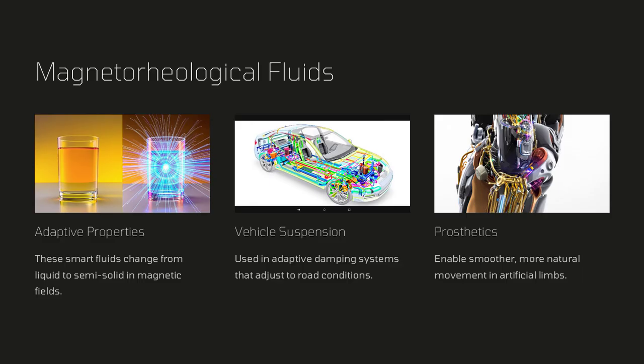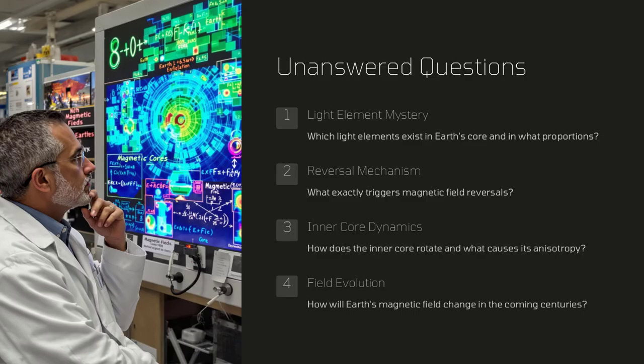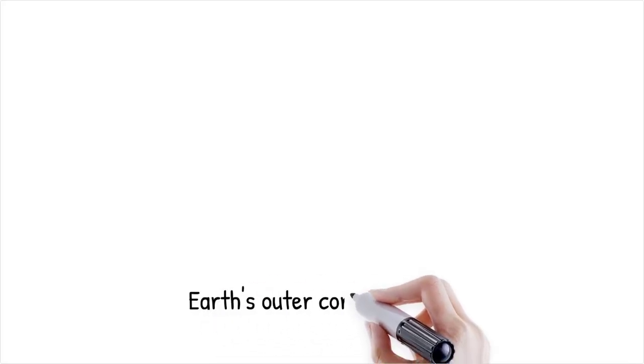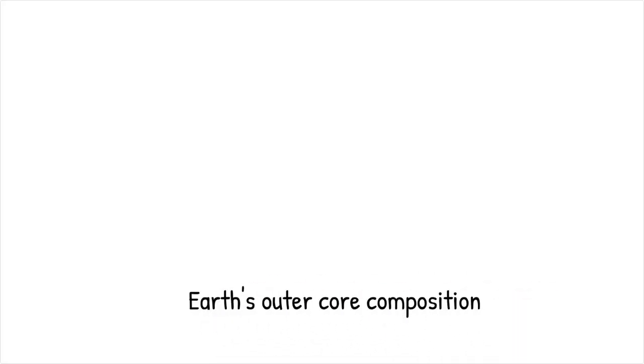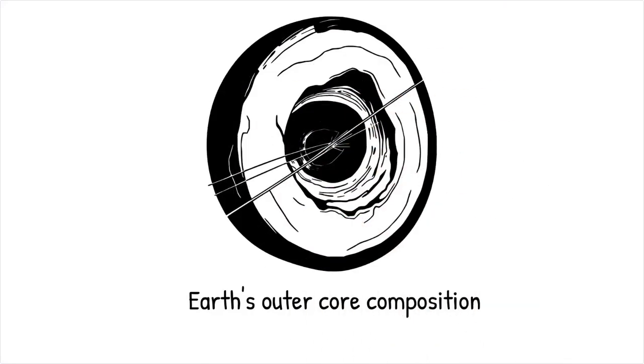Could further advances in simulation and high-pressure experiments eventually unravel more details about the Earth's magnetic behavior? Ongoing research continues to address these challenges, offering the promise of a more comprehensive understanding of one of our planet's most fundamental phenomena. The Earth's outer core is composed primarily of molten iron and nickel, which behaves like a natural ferrofluid due to its liquid metallic state and interaction with Earth's magnetic field.